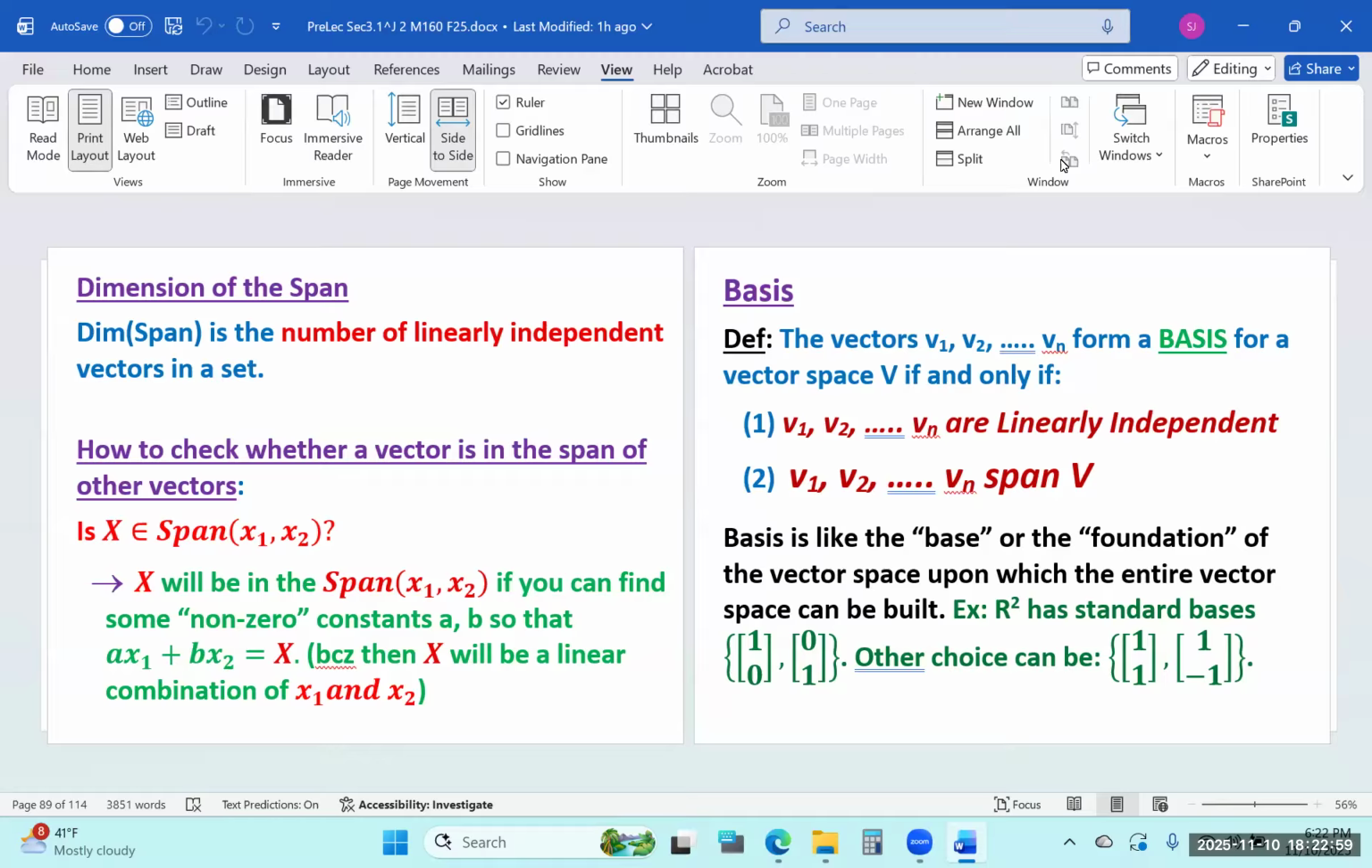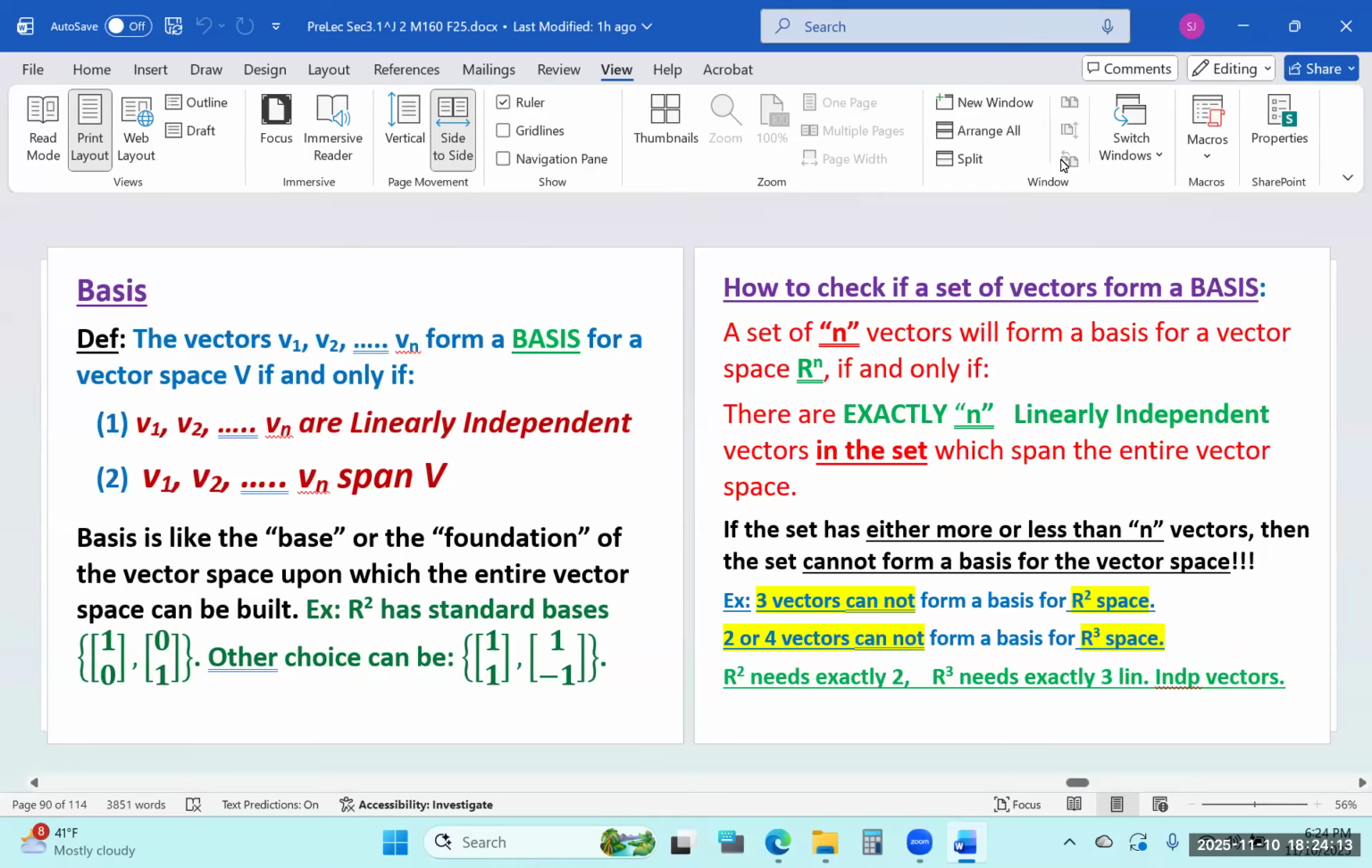For example, if you're in R2, (1, 0) and (0, 1). This means our x value, and this means the y value. So the unit vectors x and y are the standard basis in the xy plane. But they're not the only basis. (1, 1) and (1, -1) is another basis. Or (-1, 1) and (1, 1) could be another basis. So you may have infinitely many bases, but whatever basis you have, they have to follow these two criteria. They have to be linearly independent, and they have to cover the entire space.